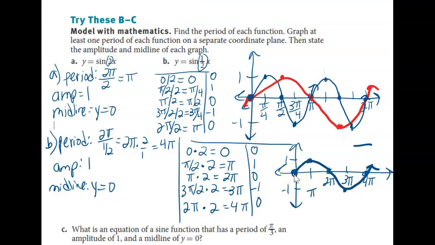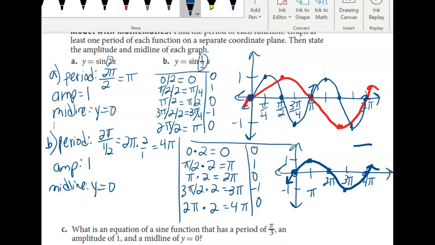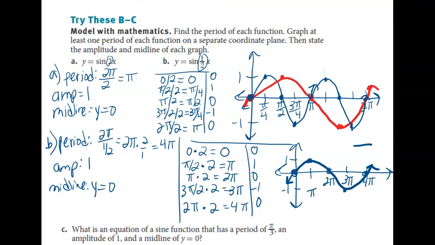So here is our graph for the sine of 1/2 x. And again, for reference, I'm just going to show you where that original sine graph would have been. 0, 0, pi over 2, 1, pi 0, 3 pi over 2, negative 1, 2 pi 0. So this blue line completed only half of a cycle from 0 to 2 pi. So that's what that 1/2 is signifying.